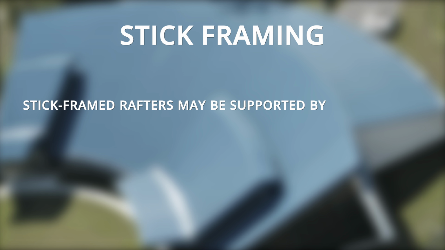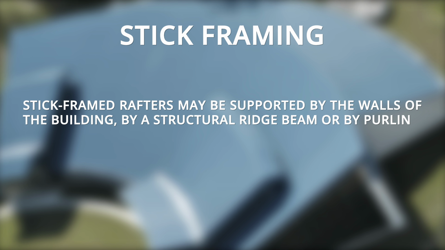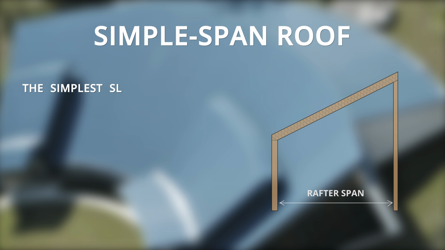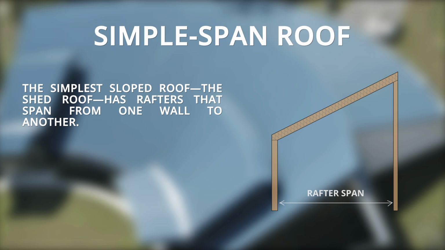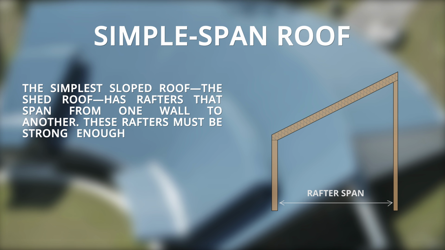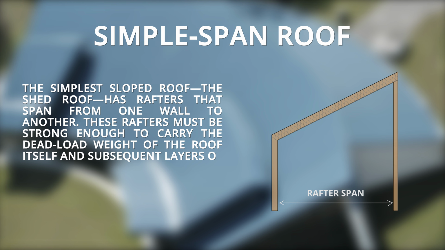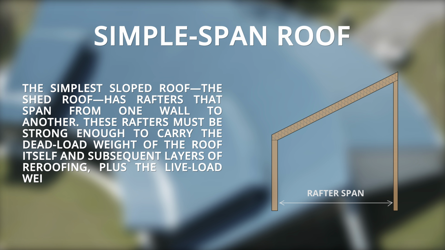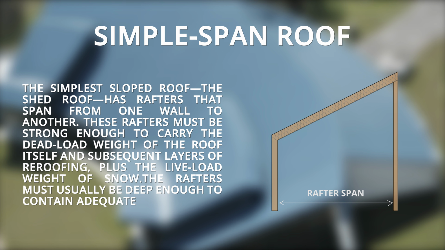Stick framing. Stick frame rafters may be supported by the walls of the building, by a structural ridge beam, or by purlins. Simple span roof. The simplest sloped roof, the shed roof, has rafters that span from one wall to another. These rafters must be strong enough to carry the dead load weight of the roof itself and subsequent layers of re-roofing, plus the live load weight of snow. The rafters must usually be deep enough to contain adequate insulation.